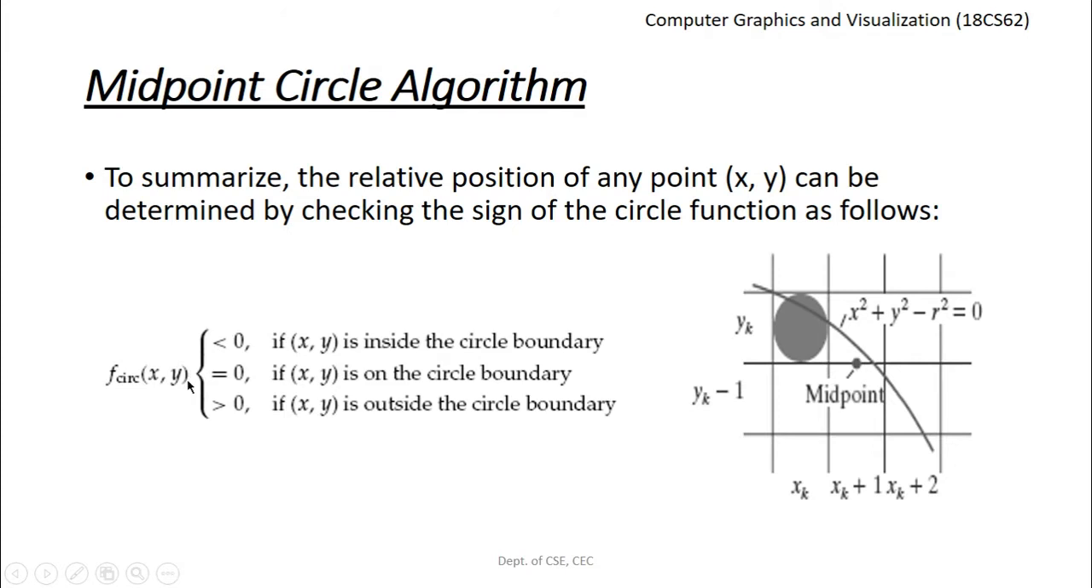If the circle function yields a negative value for a given x and y, we can conclude that the point x comma y is inside the circle boundary. If the value of the circle function is equal to 0, the point x comma y is lying on the circle boundary. Similarly, if the circle function yields a positive value, greater than 0, that indicates the point x comma y is outside the circle boundary.